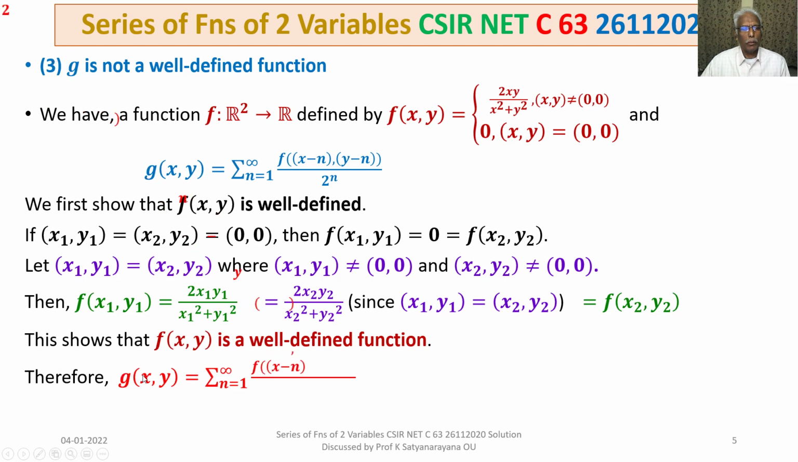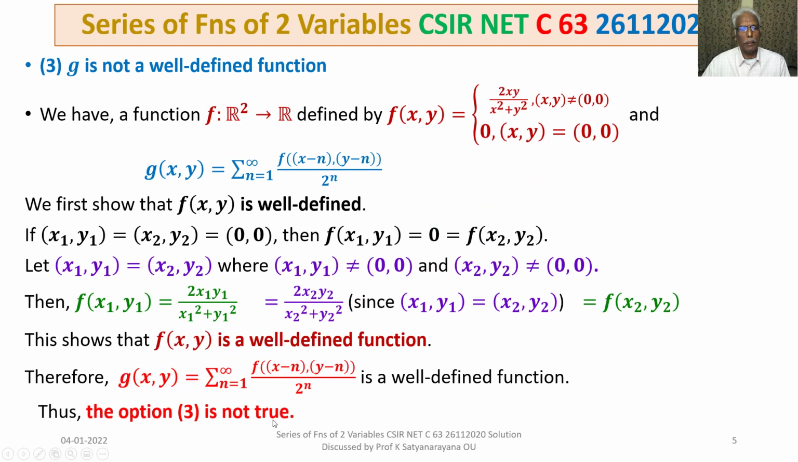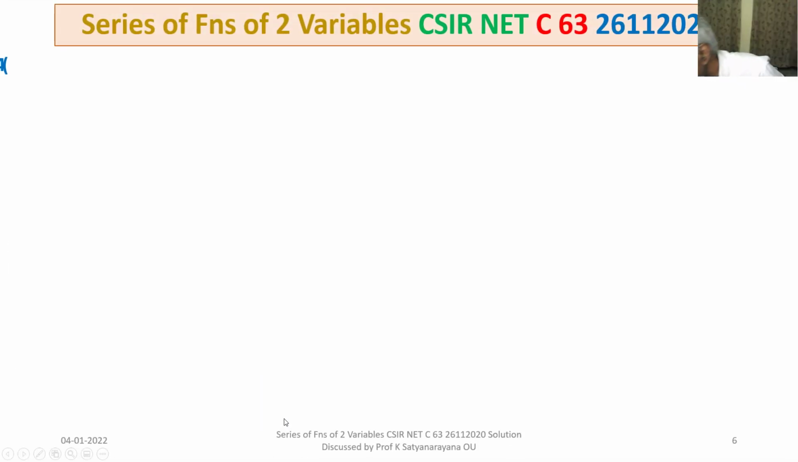So therefore g of (x, y) is equal to sigma n is equal to 1 to infinity f of (x minus n, y minus n) by 2 power n is a well-defined function. So our option 3 is not true.